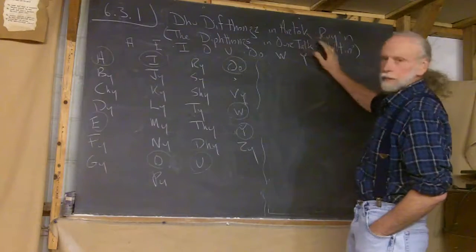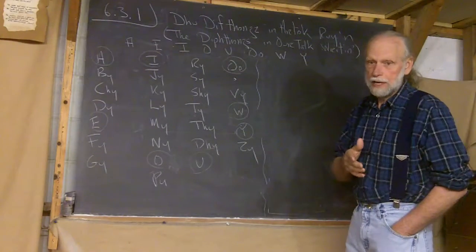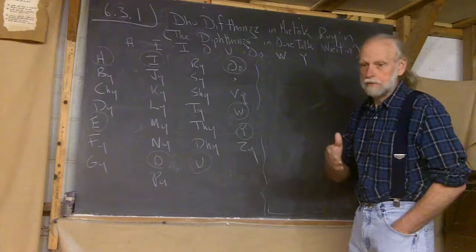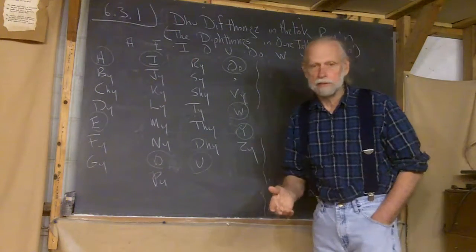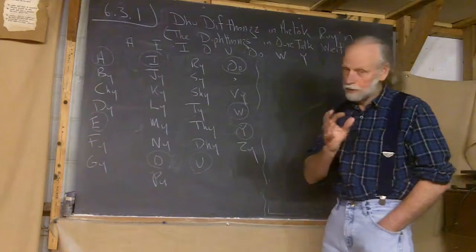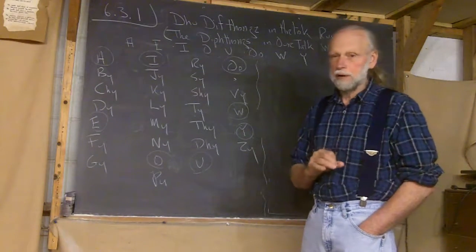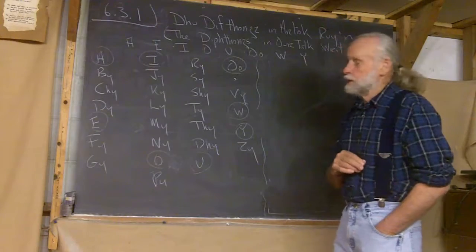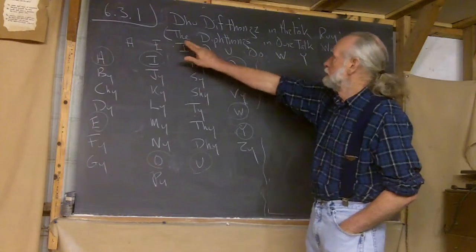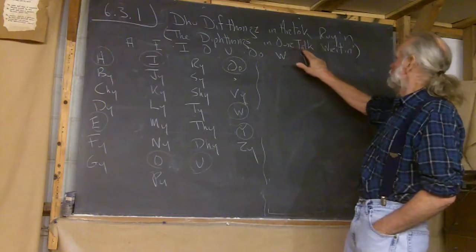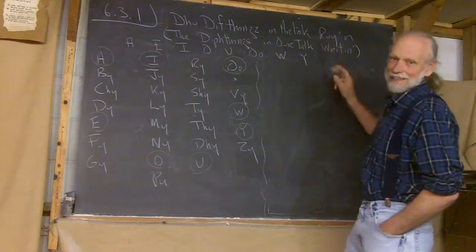Now that's Artok Ruy'n. The way you spell that in standard English orthography, there's a little difference between the English and the American, or the British and the American spelling systems, but not much. But anyway, American. The diphthongs in Artok Ruy'n.